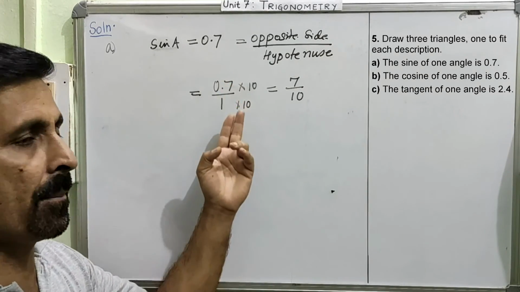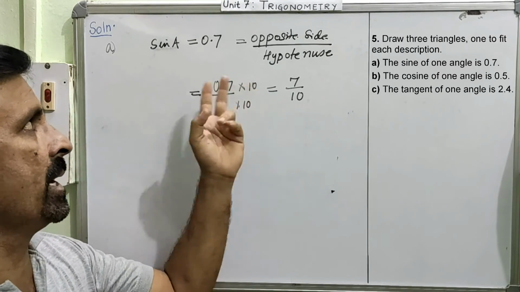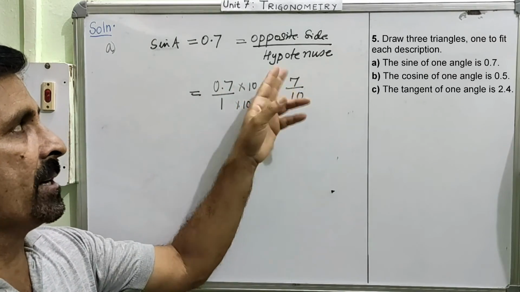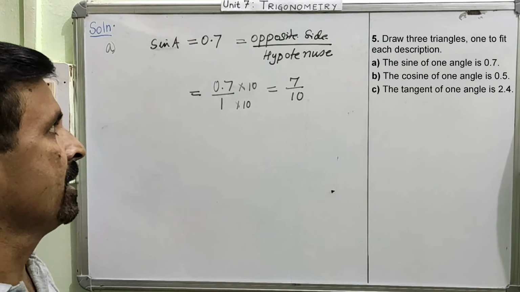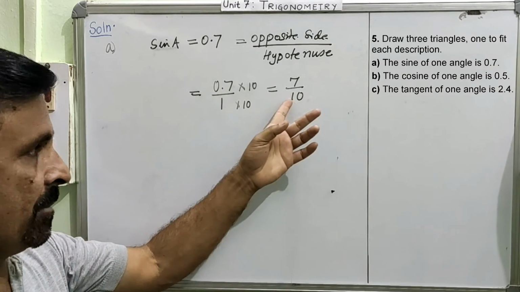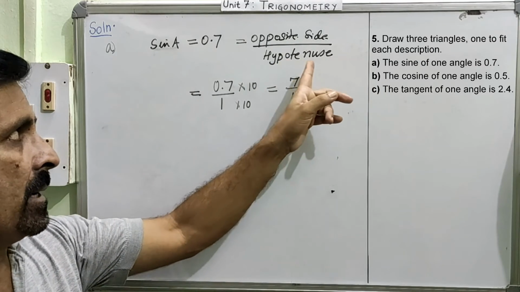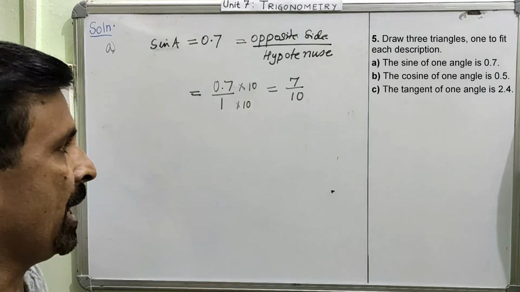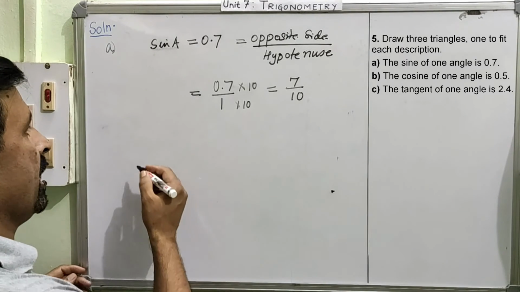By any same number, you can multiply the numerator and denominator, and you can go on finding different sets of opposite side and hypotenuse. Is this okay? So I will just go with this one. With this measurement, the length of my opposite side will be 7 and the length of hypotenuse will be 10. Now I need to know what will be my base, my adjacent side.